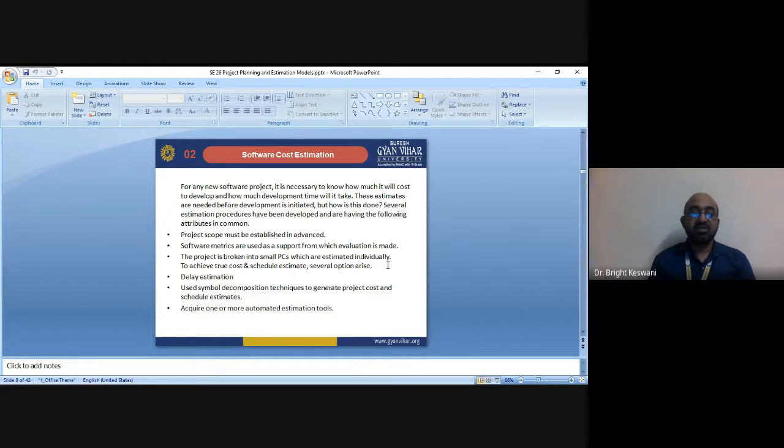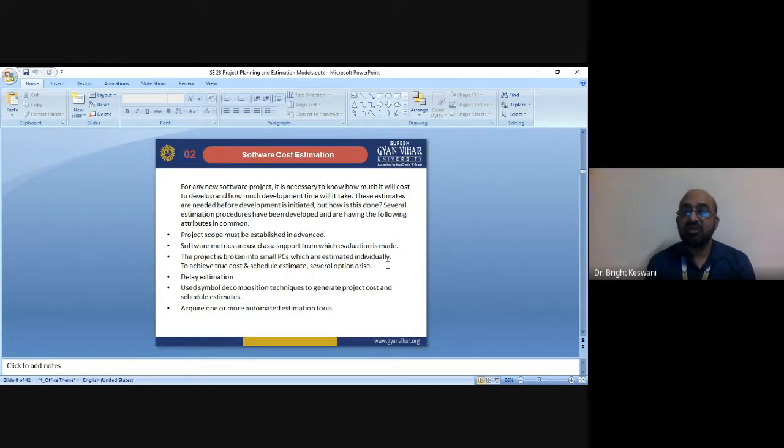Okay, let us discuss software cost estimation, which is a very important part of any software project. For any new software project, it is necessary to know how much it will cost to develop and how much development time it will take. These estimates are needed before development is initiated. But how is this done? It is a big question.